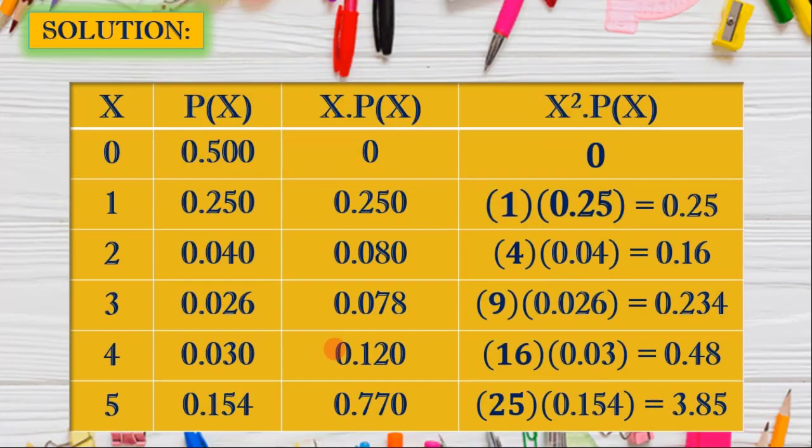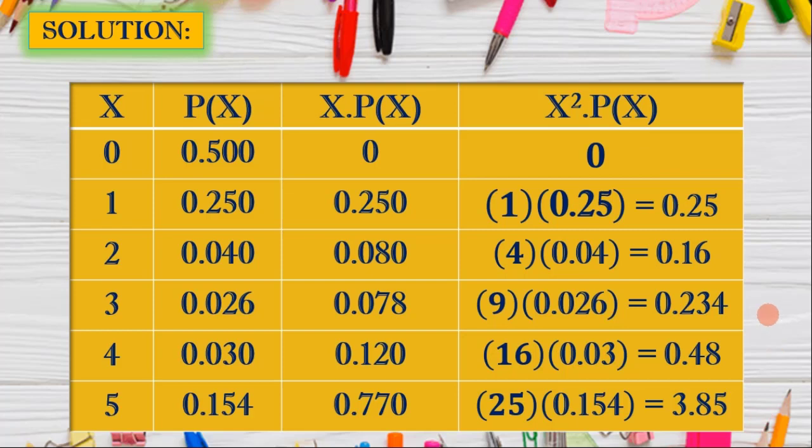Next, for the solution, we have to come up with a table again with the third and the fourth column respectively, reflecting here the x times P of x and then x squared times P of x. So we have the following values.